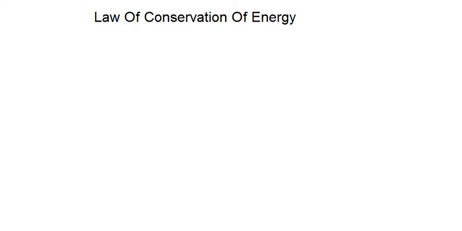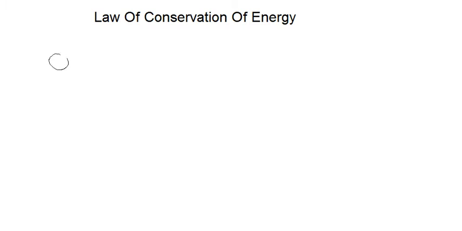What is this law? The law of conservation of energy states that energy can only be converted from one form to another. It can neither be created nor destroyed. It means the total energy before and after the transformation remains the same, or say, total energy is conserved. Let's do a small activity.